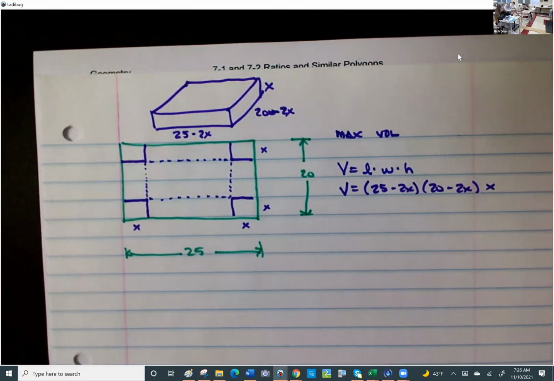Will I do anything more with that? No, because this one's definitely going to be a calculator-driven problem. I don't want to mess up. So I'll go right to my calculator. Now, before I do that, I do want to domain this. What is our domain?